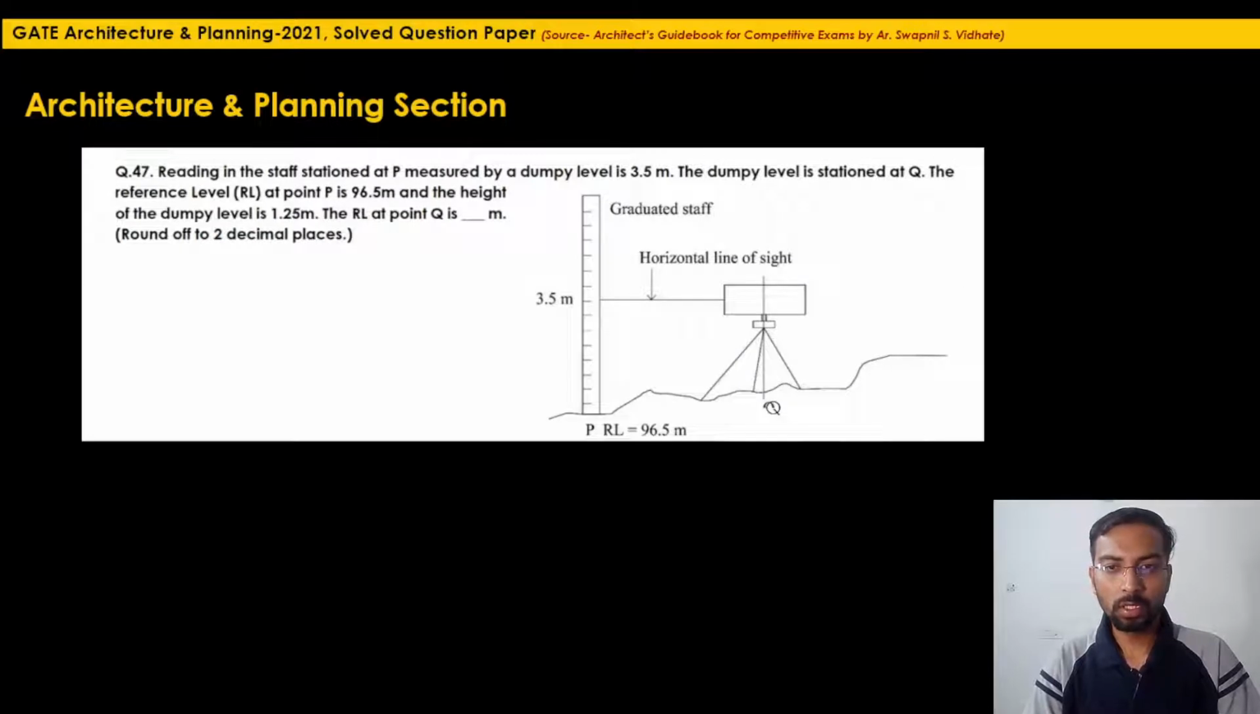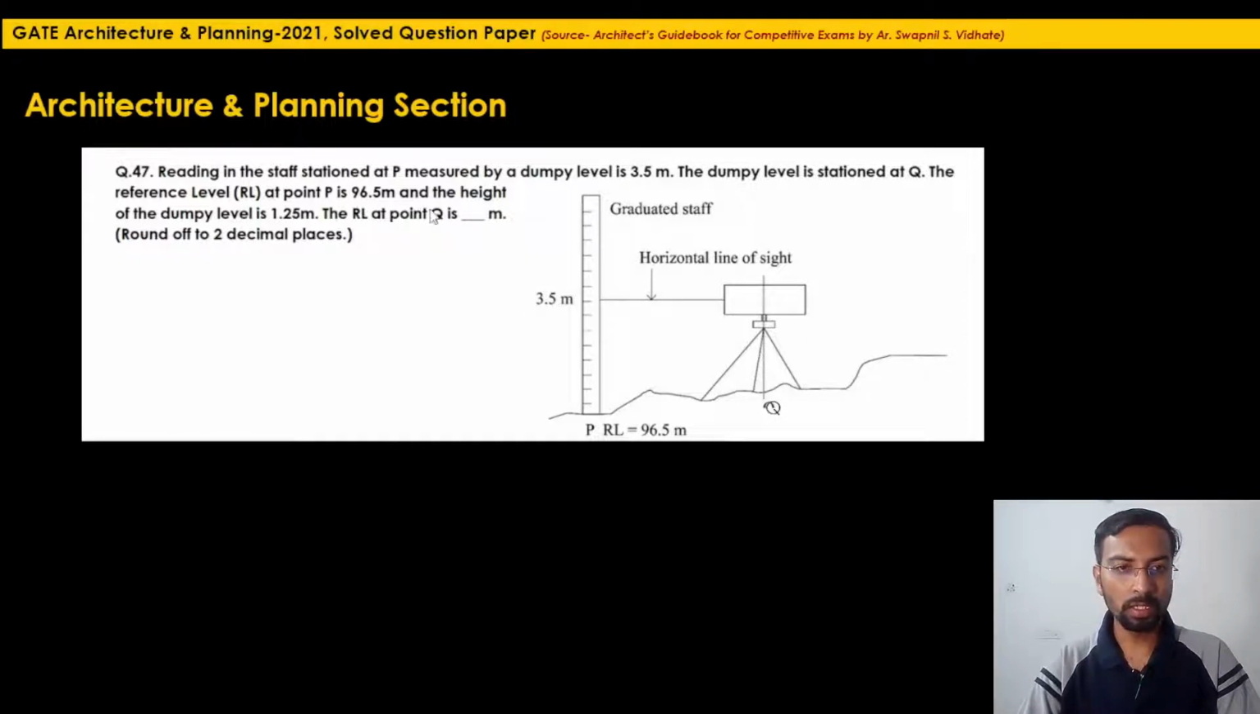Okay, what is the next numerical question? The reading on the staff at point P measured by a dumpy level is 3.5 meter. They have kept a staff over here where the reference level they have mentioned is 96.5. Here the height from the base point is 96.5, whereas the reading on the staff when the dumpy level was fixed at point Q was found to be 3.5 meter.